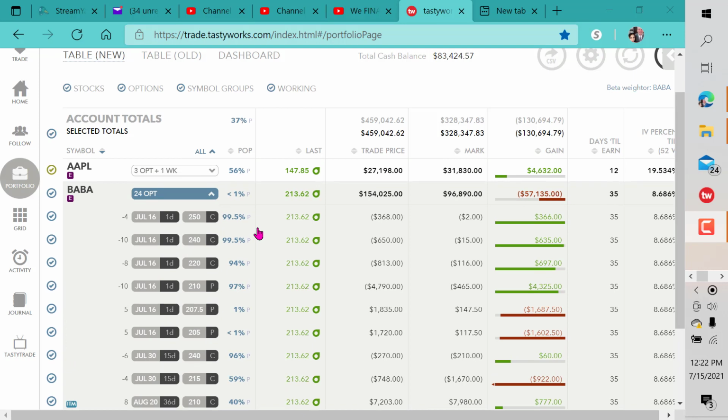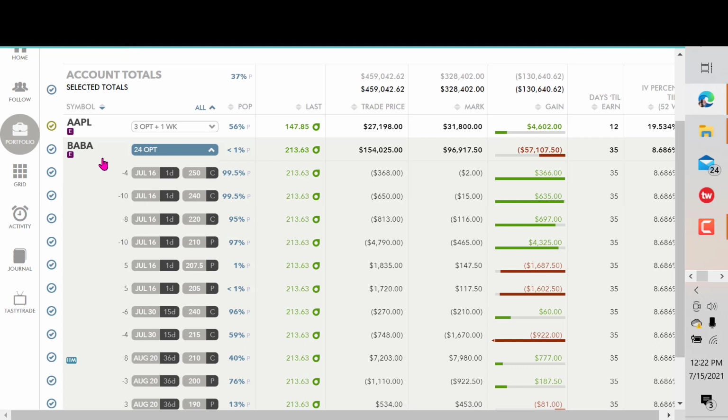So here we are looking at Alibaba. Alibaba is currently at 213. And it's July 15th at 12:22. Our position, our obligation on this put contract expires tomorrow at 3 o'clock. So we have one more day to go, July 16th.